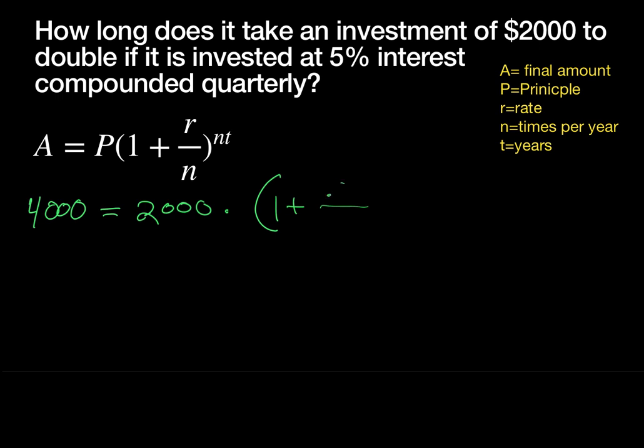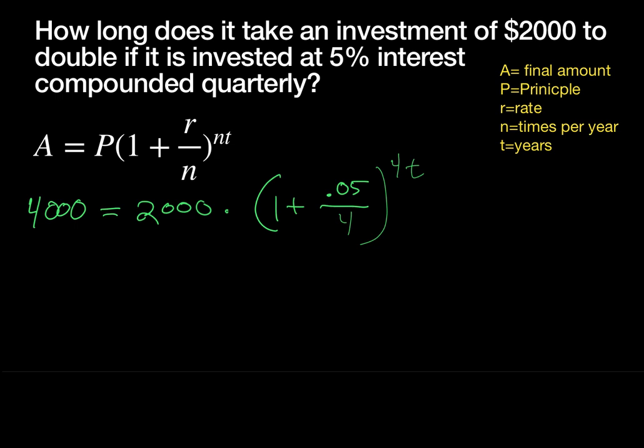R is in the numerator, 0.05. N is the number of times per year. So if it's compounded quarterly, how many quarters are in a year? 4, just like 4 quarters in a dollar. Raised to the N times, well, the question asks how long, there's my variable t.